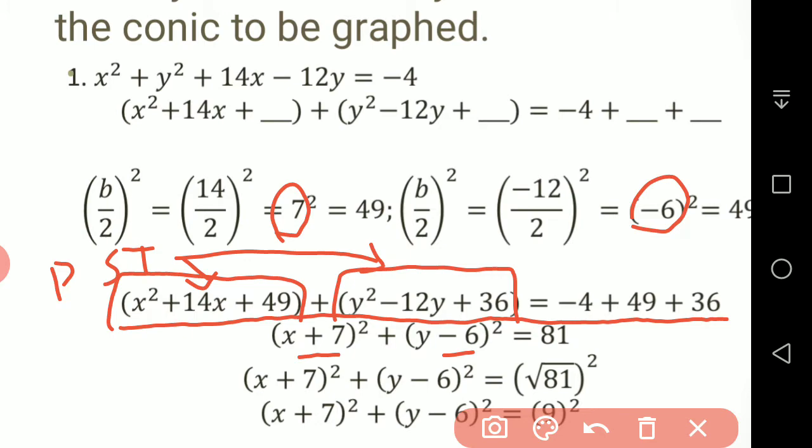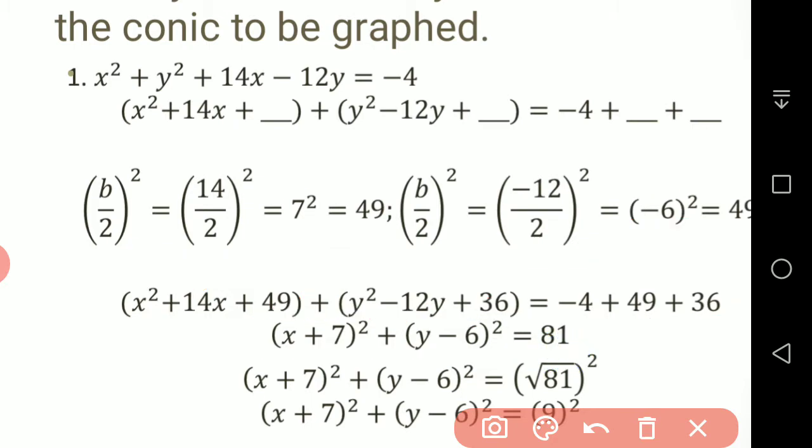So x squared plus 14x plus 49 can be written as x plus 7 squared. y squared minus 12y plus 36 can also be written as y minus 6 squared. Simplifying the right side, negative 4 plus 49 plus 36, you have 81. So that's how it is done.